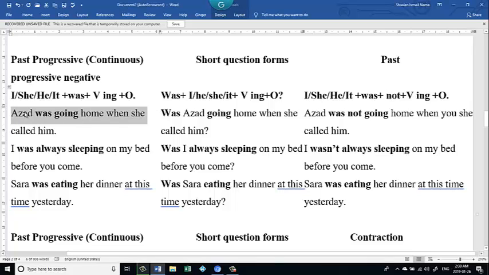Azad was going home when she called him. This is the past continuous. Azad is the subject. Was is the auxiliary verb. Happened in the past. Going is a verb of action. Then with the ing form, it means continuing. Then the second thing here, the second action, when she called him.